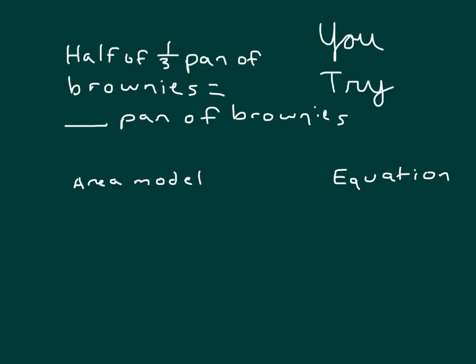Okay, it is your turn to try. We have a half of 1/3 pan of brownies, and it's asking you to figure out what fraction of a pan of brownies that you would have there. Use an area model, and then also write out an equation that would match your area model. Go ahead and pause that video and carefully work it out.